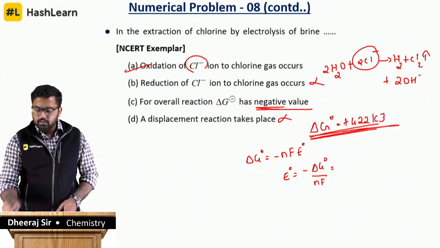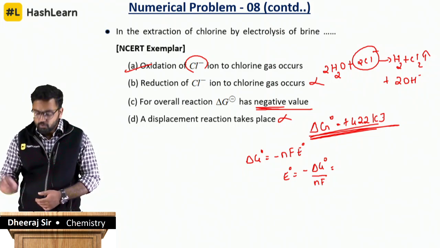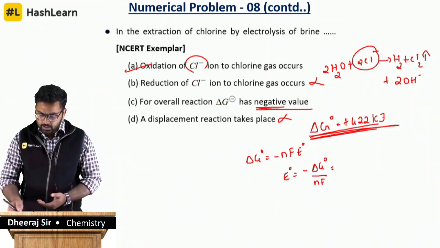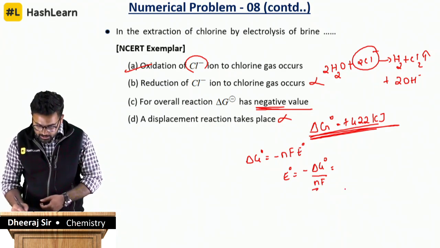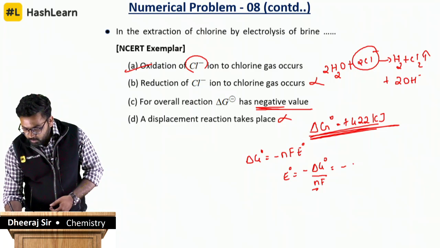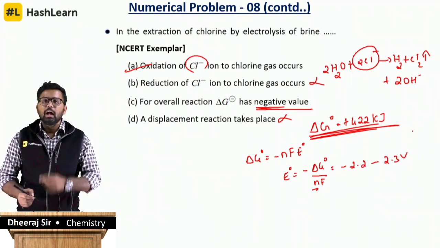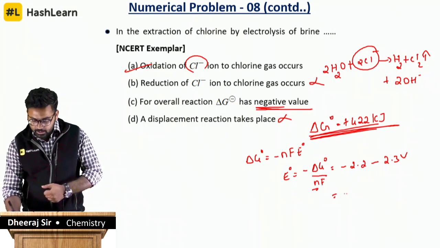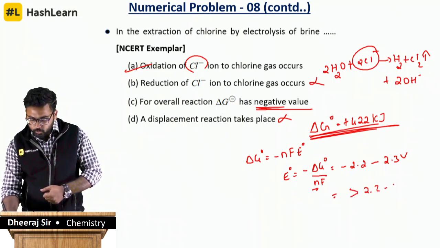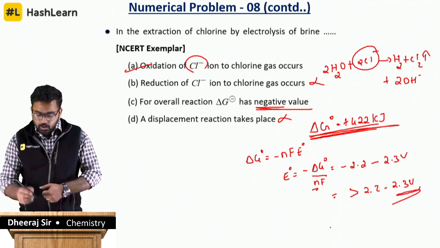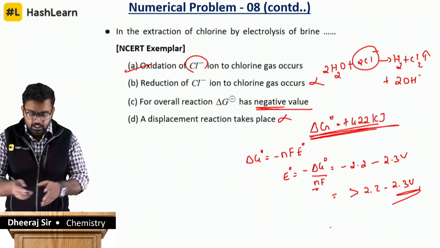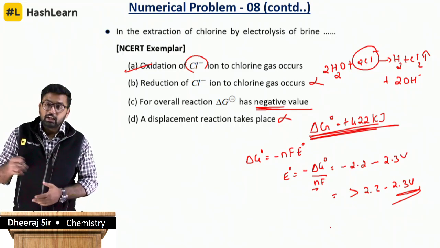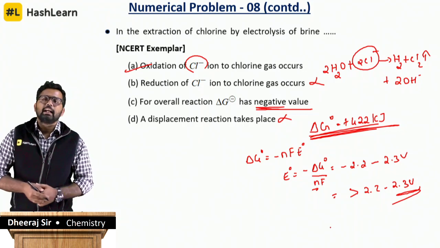So delta G naught value I've given, which is around 422 to 424 kilojoules, and n and F I know: n is how many electrons are being exchanged, and F stands for Faraday. So once all of this data is input, the answer comes up to around 2.2 to 2.3 volts. So you have to apply greater than 2.2 to 2.3 volts in order for this reaction to happen. If it would have been spontaneous, we wouldn't have looked at the electrolysis as in an electrolytic cell. It would have been spontaneous electrolysis otherwise.